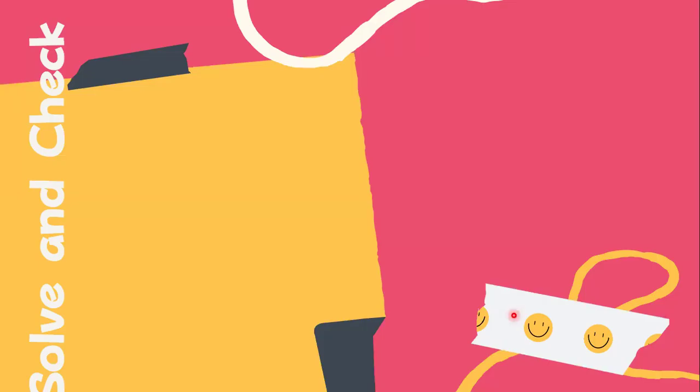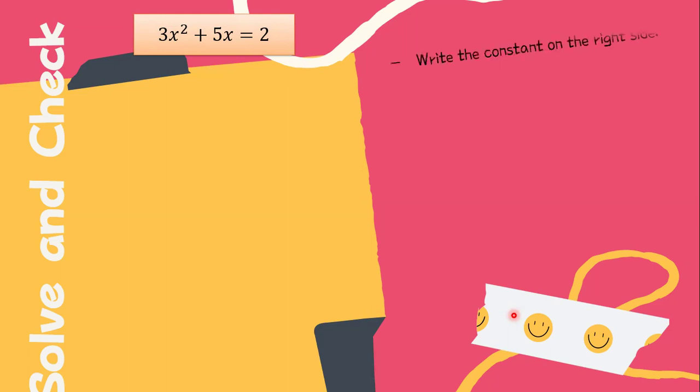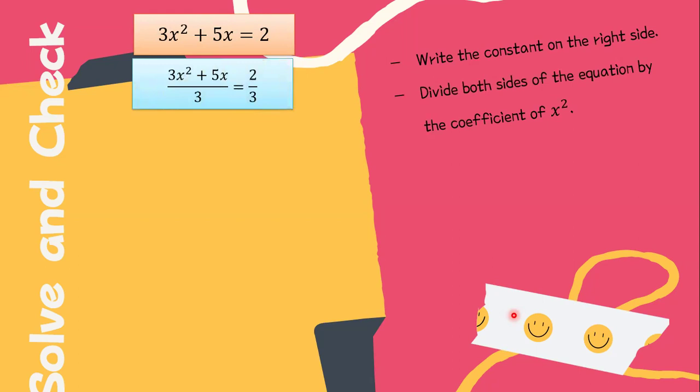Another example. Let's solve this equation. 3x squared plus 5x is equal to 2. Again, we write the constant on the right side. We divide both sides of the equation by the coefficient of x squared. So we have 3, dividing both sides by the numerical coefficient of x squared.